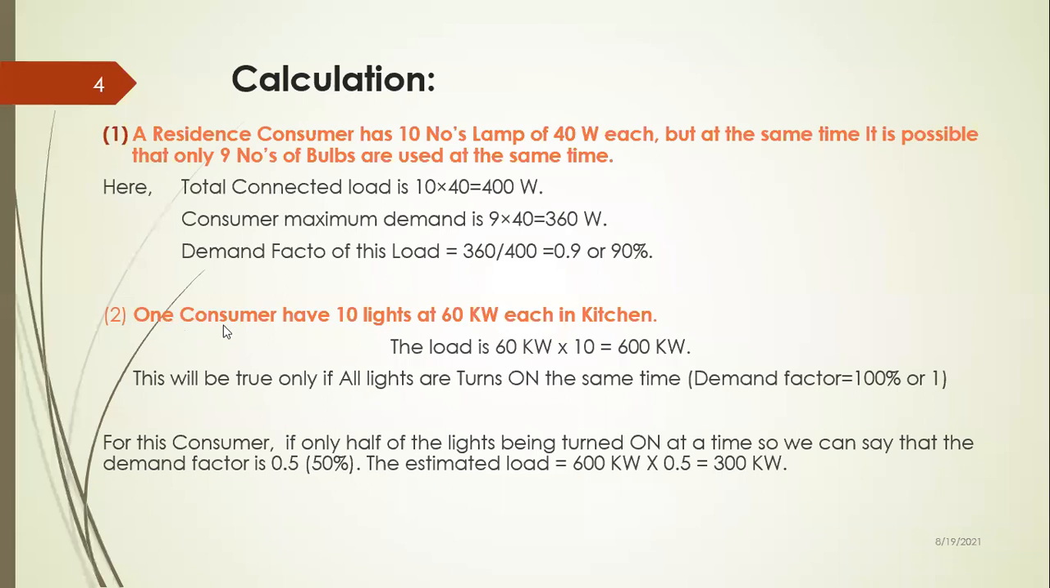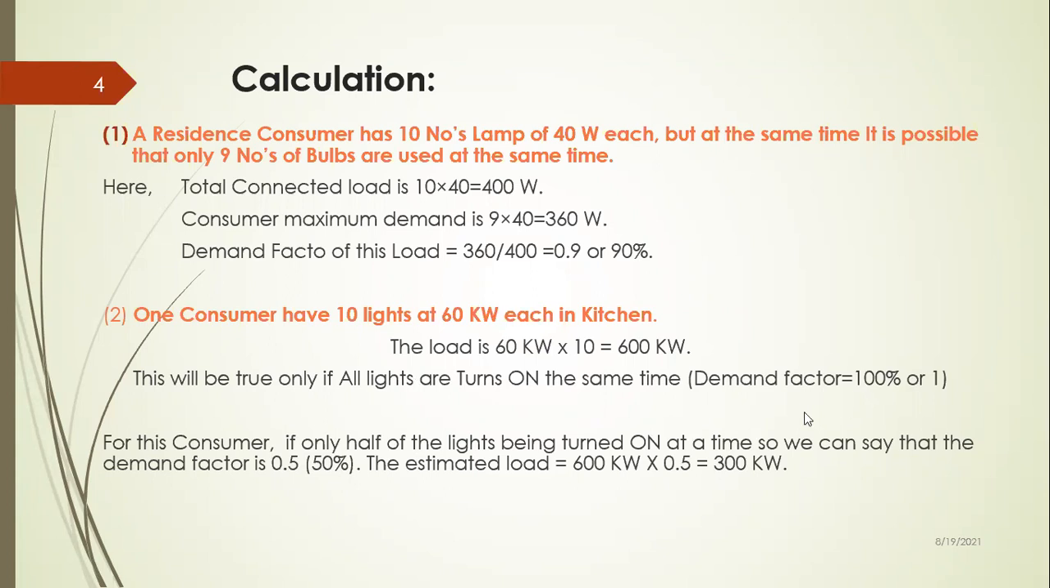Another numerical. One consumer has 10 lights of 60 watt each in a kitchen. So the total load of the kitchen is 60 multiplied by 10. 60 watt each, 60 kilowatt multiplied by 10, so it comes out to be 600 kilowatts. This will be true only if all the lights are turned on at the same time, then the demand factor is 100%. If all the lights are on at some particular instant of time, then the maximum demand for that instant is again 600 kilowatt, and the demand factor comes out to be 100%.